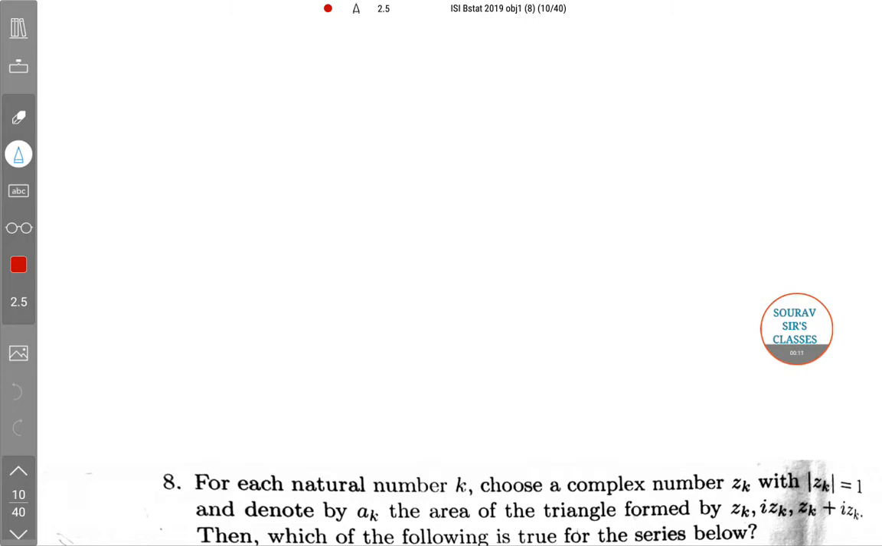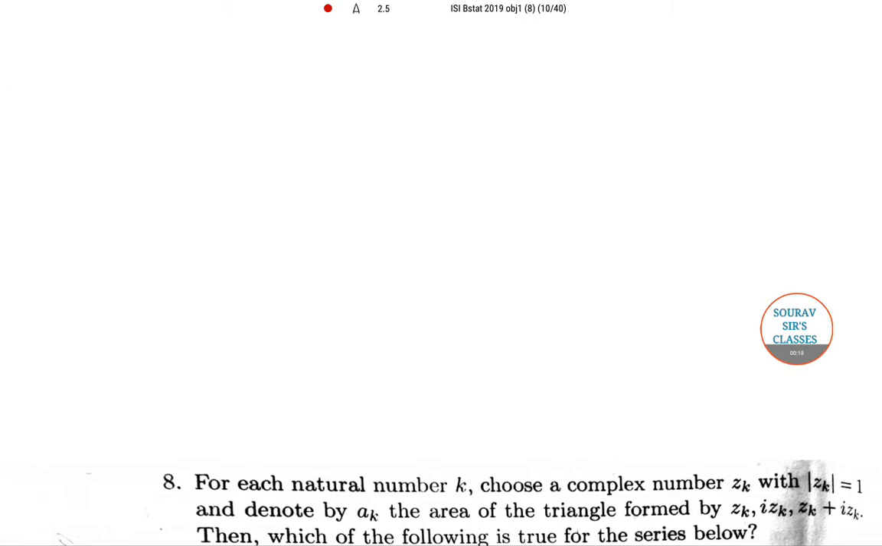Today I am going to solve the ISI BStat 2019 objective question paper. Now it is question number 8.